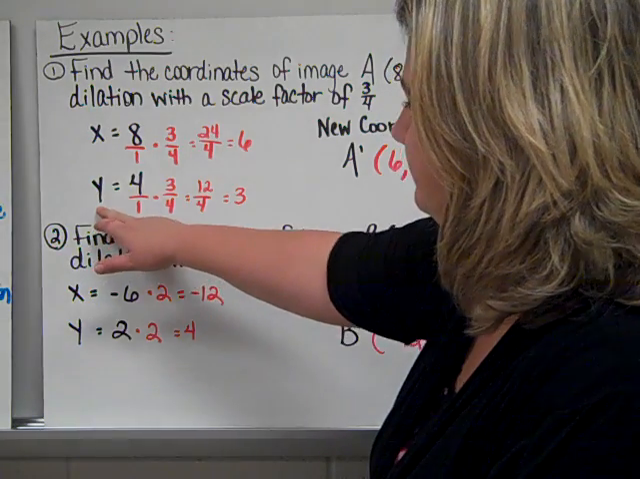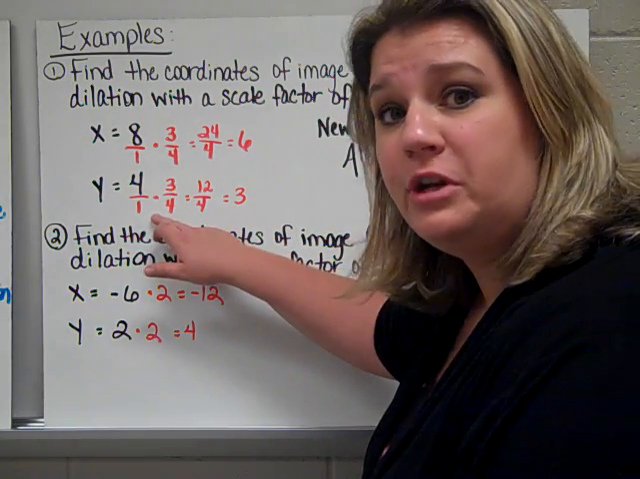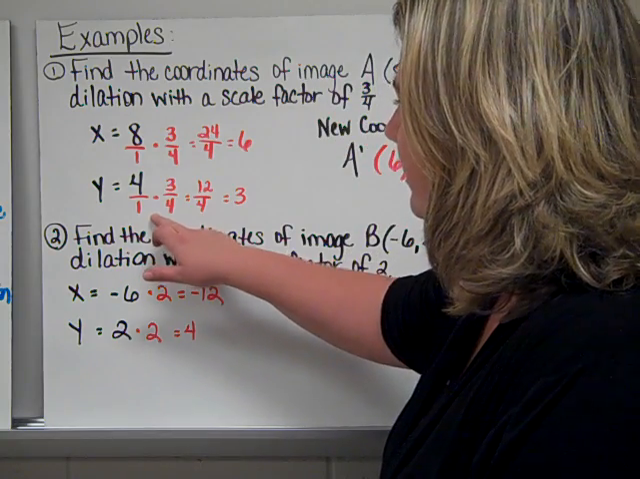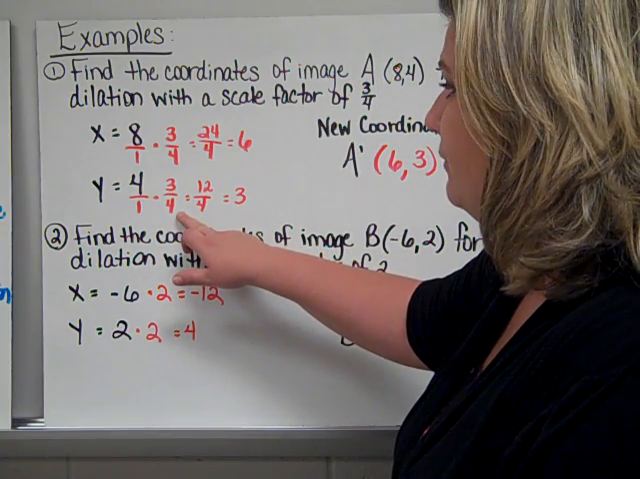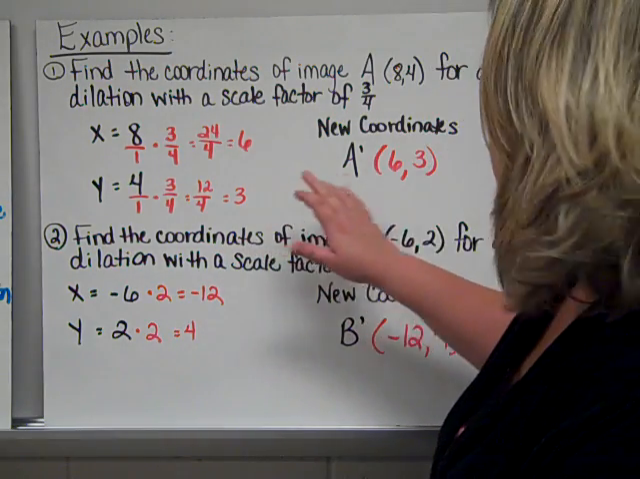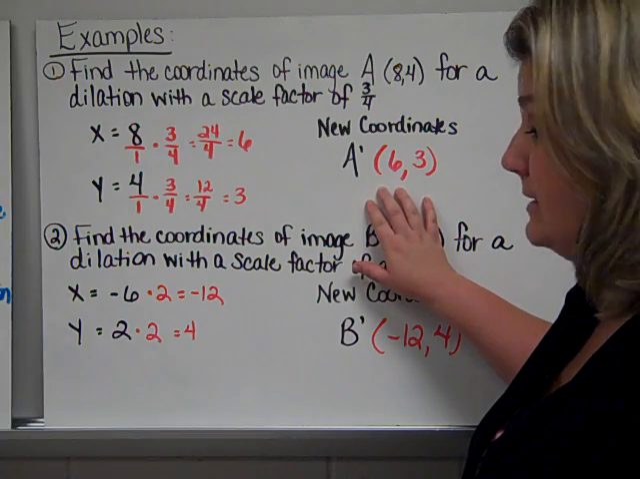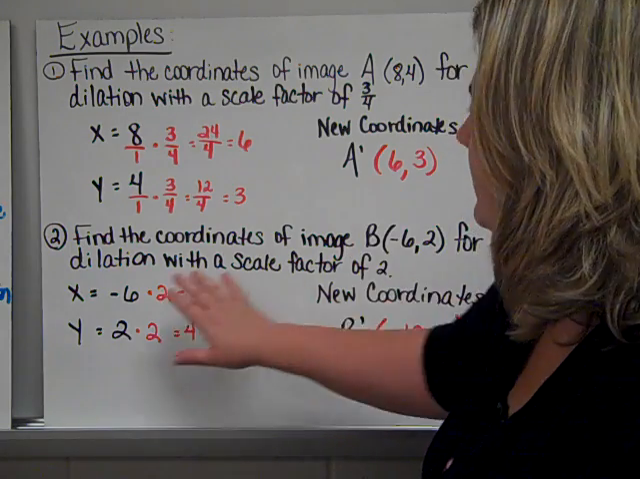So my y coordinate is 4. Since we're dealing with a fraction, we're going to turn 4 into a fraction as well. Multiply that by 3/4, you get 12/4, and that simplifies to 3. So my new coordinate for A prime is 6, 3.